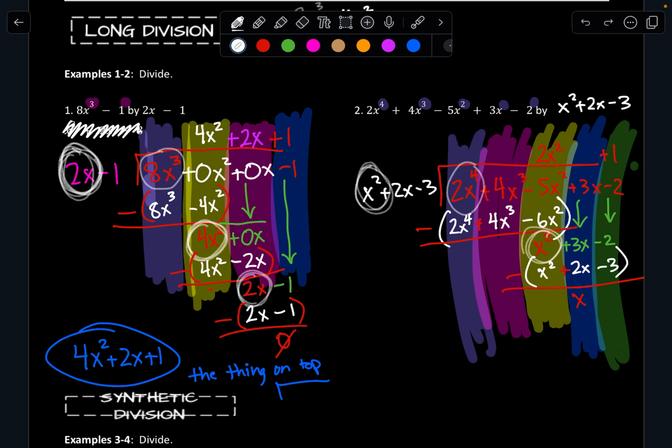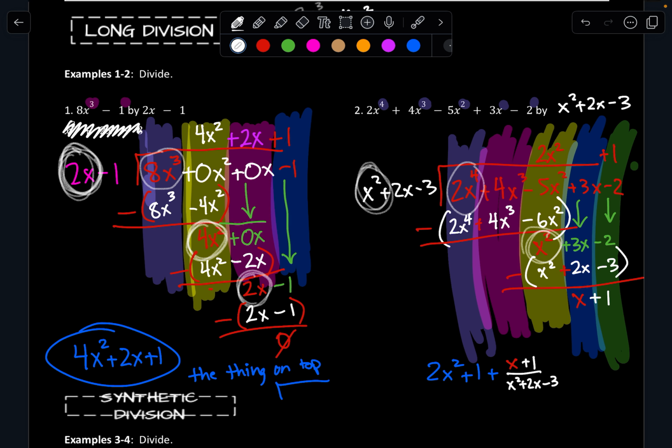Never mind, we're good. So then we have -2 minus -3, which is 1, because it becomes -2 plus 3. So in this case, unfortunately, we have a remainder, okay? So what we're going to say this time is our solution is 2x squared plus 1. And because this x is positive, we're going to say plus, and we're going to put x plus 1 over x squared plus 2x minus 3.